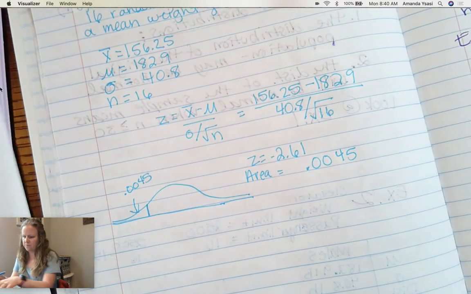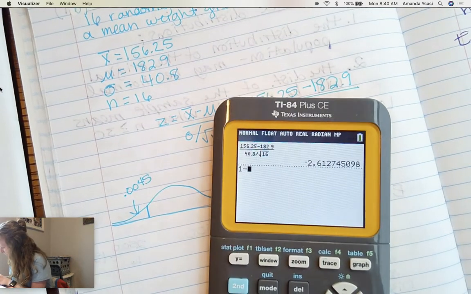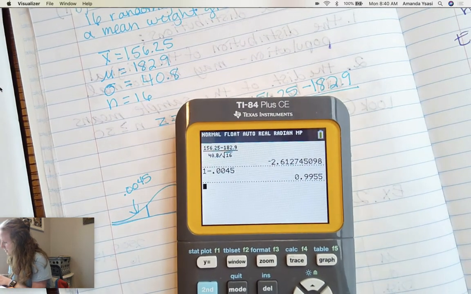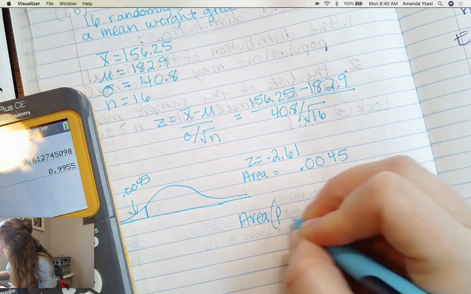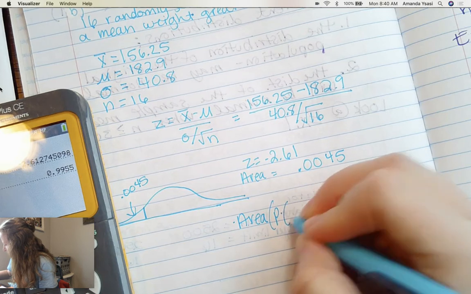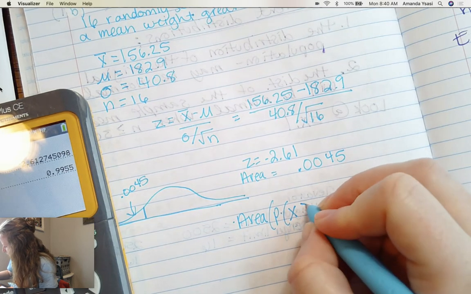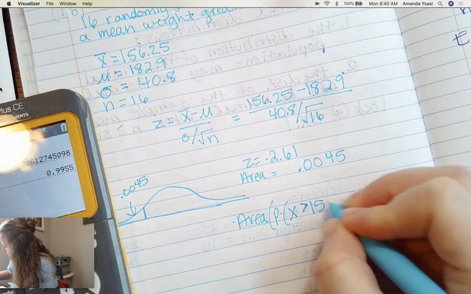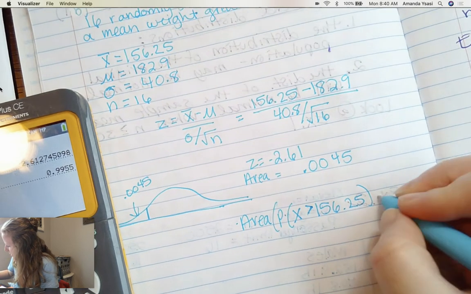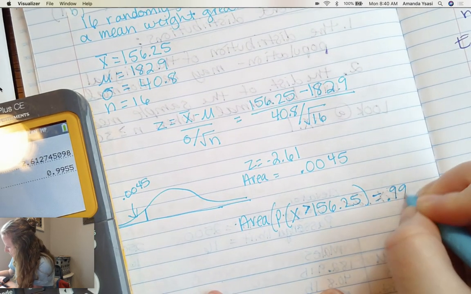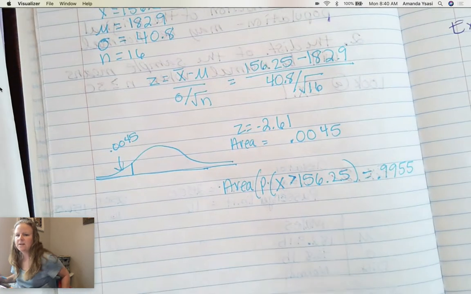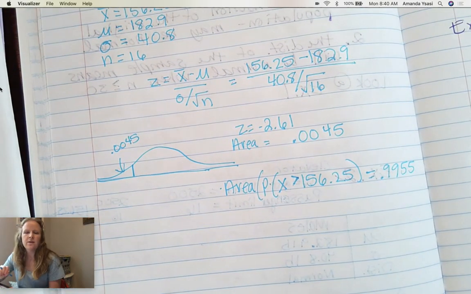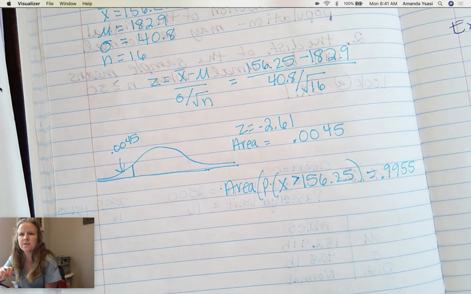What am I doing? So 1 minus 0.0045. So the area, which is the probability that X is greater than 156.25, is 0.9955. So that's not very good, is it? That means they either need to lower the number of passengers in there, or lower the weight limit.